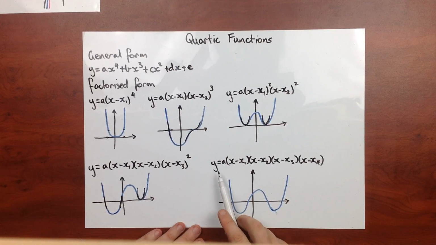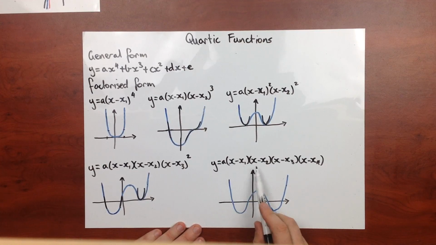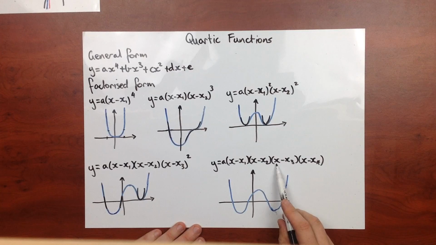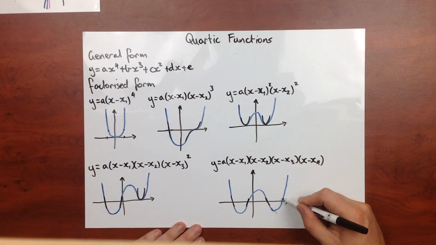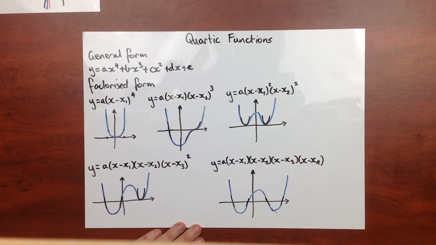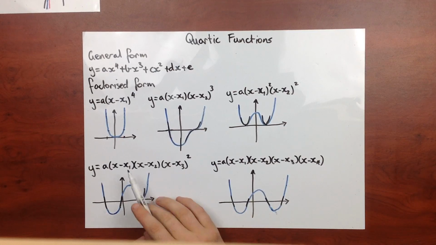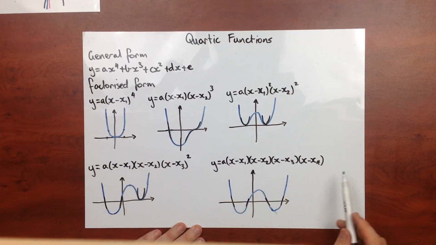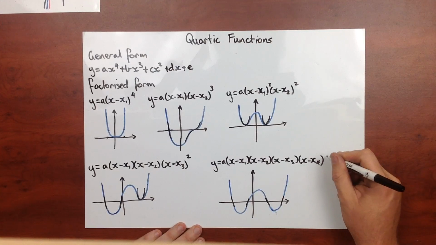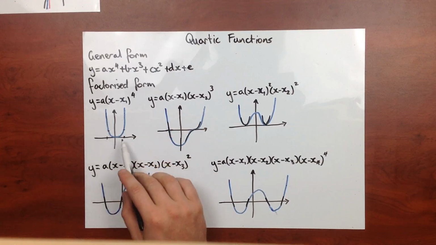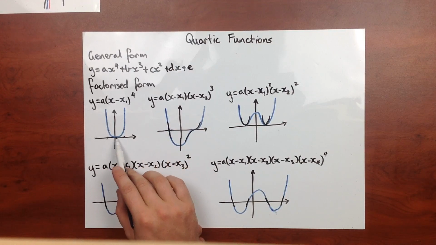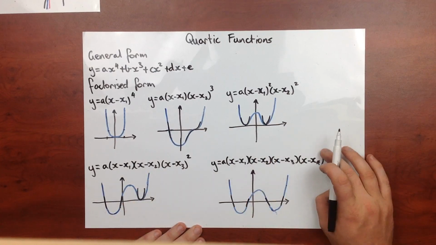Our last one is the one with all linear intercepts, so we've got y equals a outside of x take x1 times x take x2 times x take x3 times x take x4. All of these are linear intercepts. As we go up to higher powers, essentially the same thing just keeps repeating itself. If we've got a higher power term, so one to the power 4, then the intercept is going to look like this. It's still going to be quadratic, parabolic in nature, but again have a bit of a flatter bottom than these intercepts do.